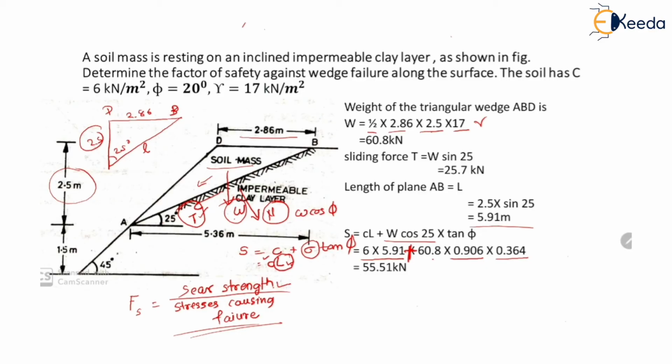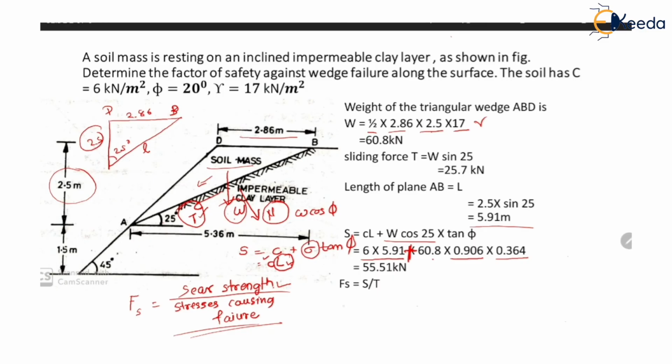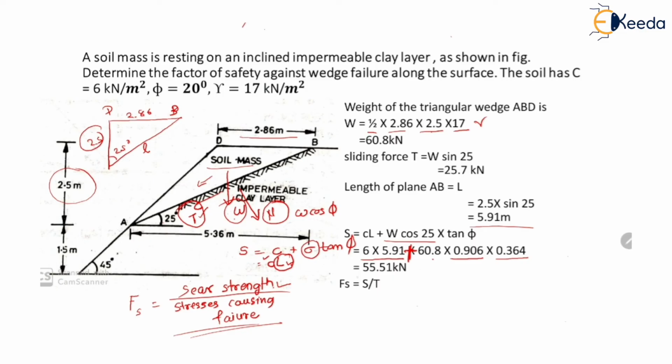So the factor of safety will be equal to S upon T. The value of S is 55.51 and the value of T is 25.7. So the factor of safety is equal to 2.16 against the wedge failure.